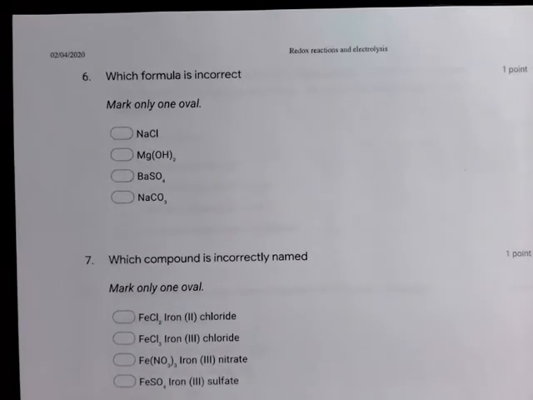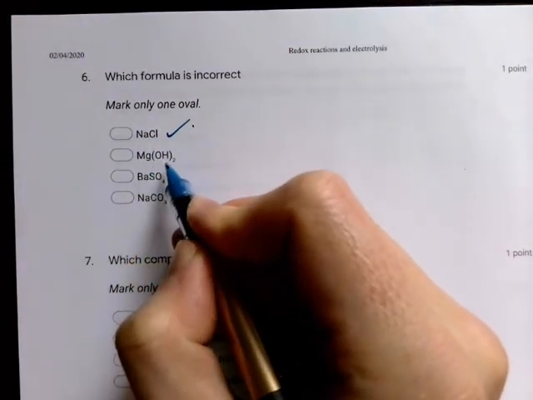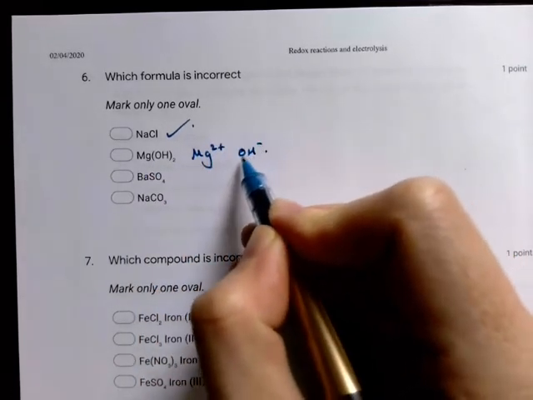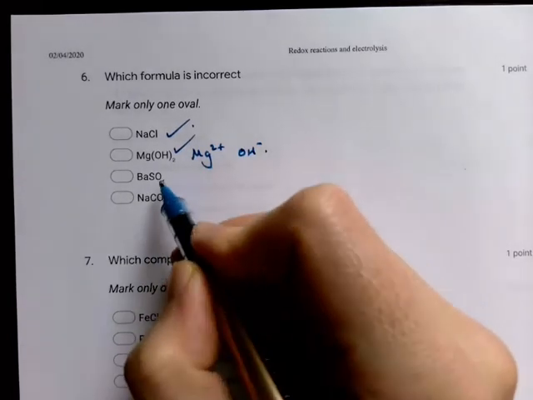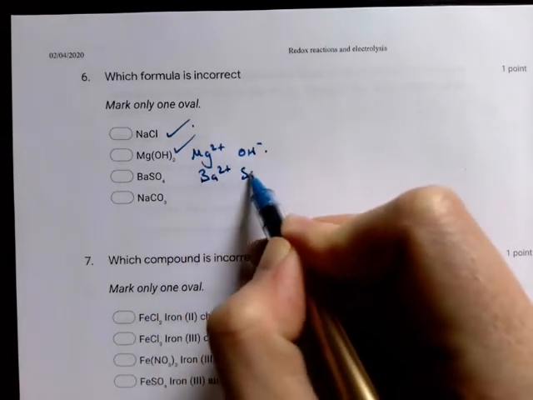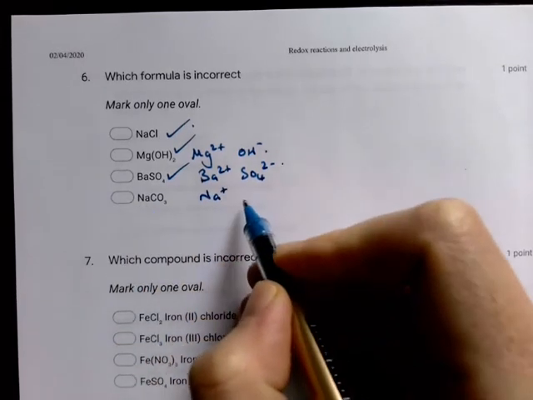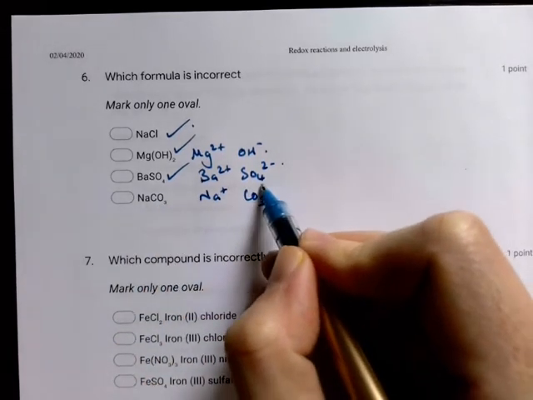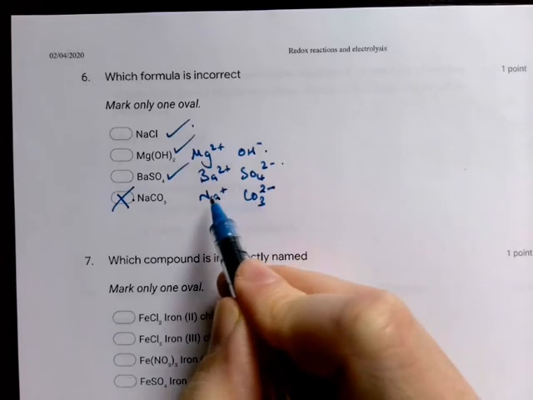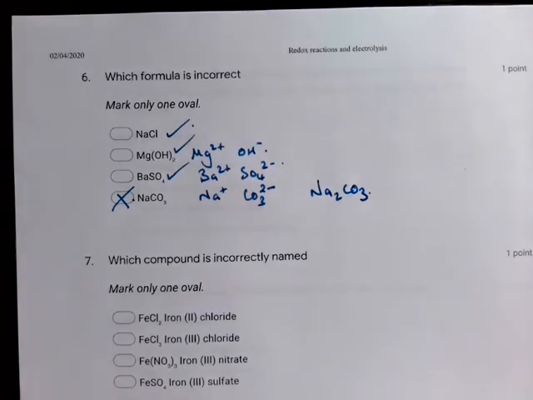Which formula is incorrect? NaCl: Na is group 1, Cl is group 7, that's fine. Mg(OH)2: Mg is in group 2, so it's Mg2+, and you've got OH minus, so you need 2 of those, that's fine. BaSO4: Ba is in group 2, and the charge on SO4 is 2 minus, so that one's fine. Na is in group 1, so it's Na+. CO3, the carbonate ion, has a charge of 2 minus. See, these charges don't cancel out. In order for this to be a neutral compound, it's going to have to be Na2CO3.